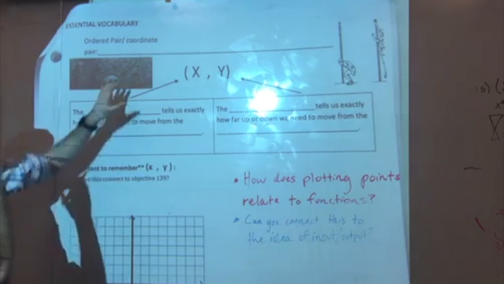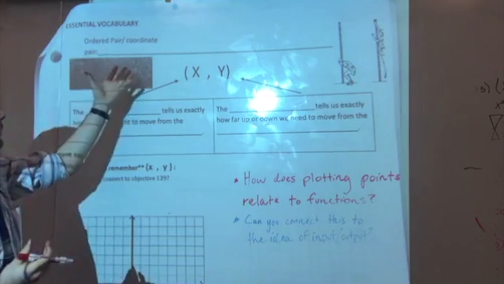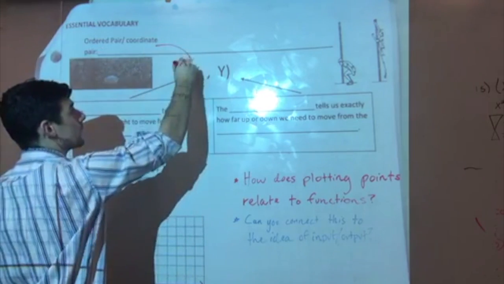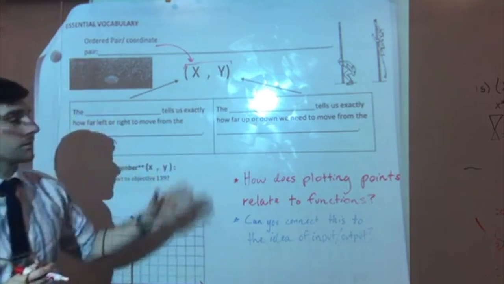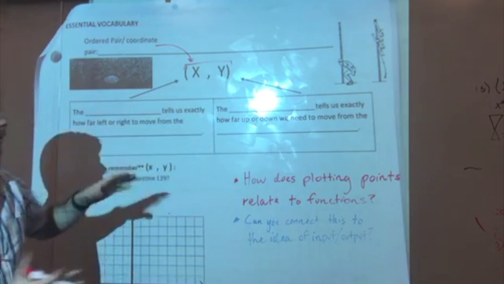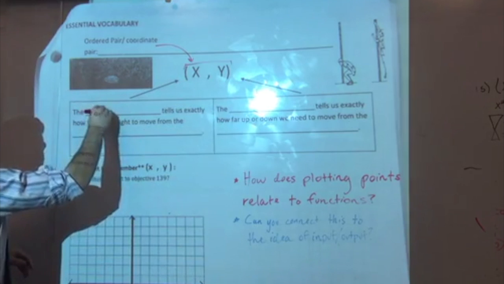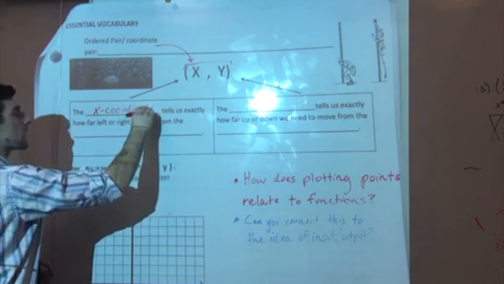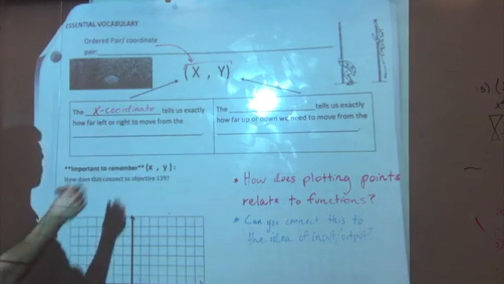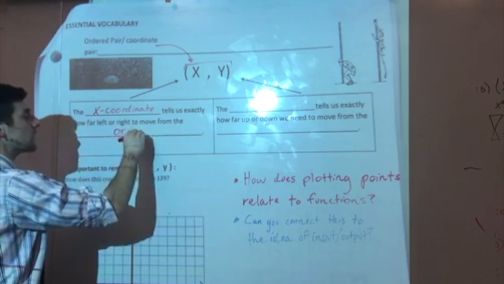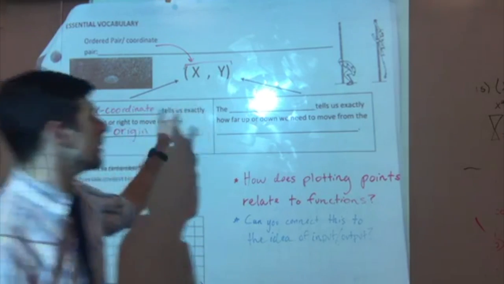All right, so we're on the next page here. This first definition of ordered pair or coordinate pair, well, the definition's right here. That's what an ordered pair is. It's an x-y pair. The x coordinate, we could also say that x value tells us exactly how far left or right to move from the origin. And that's really important because it's a little bit different for the xy pair.